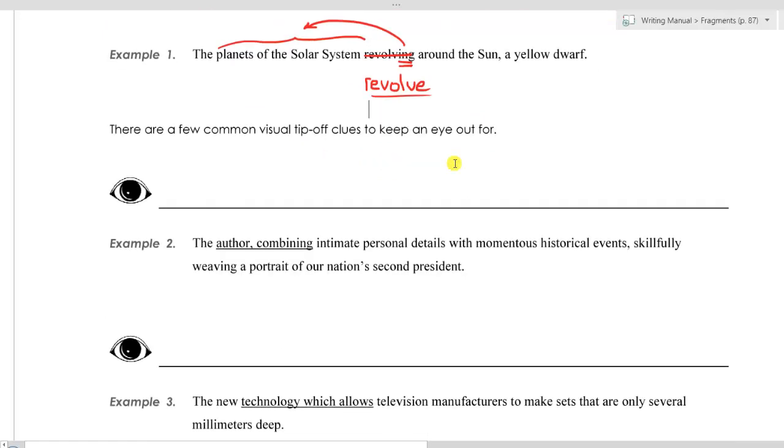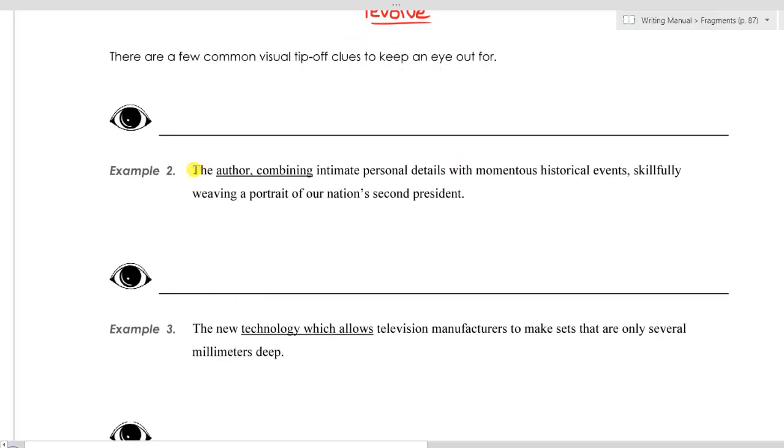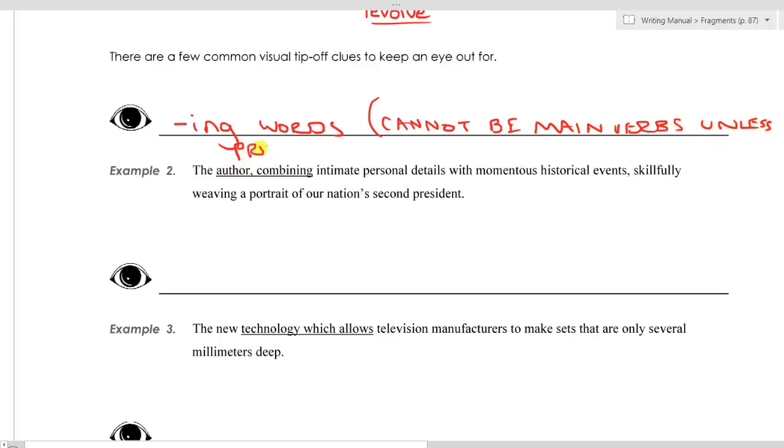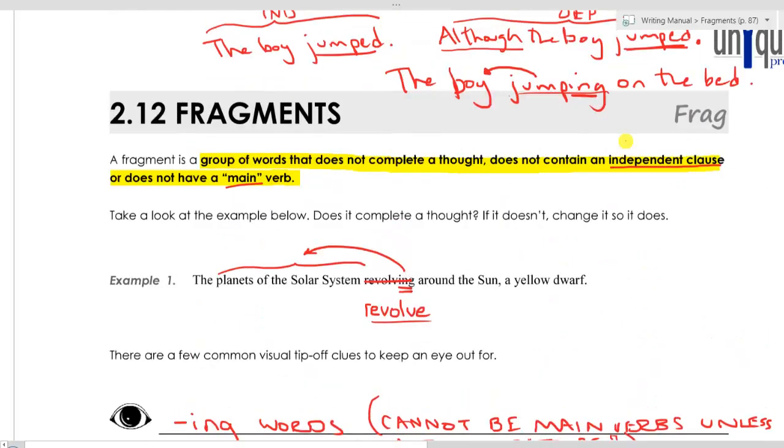Here are your 3 tip-off clues for fragments. The first one is what we have just spoken about a couple of times, ing words. Remember that ing words cannot be main verbs unless preceded by a form of to be. And that's what I talked about up here.